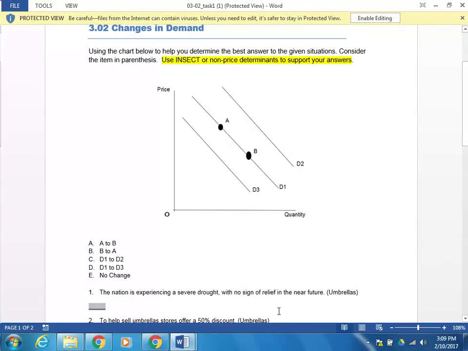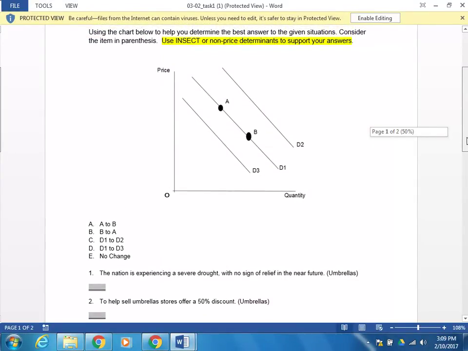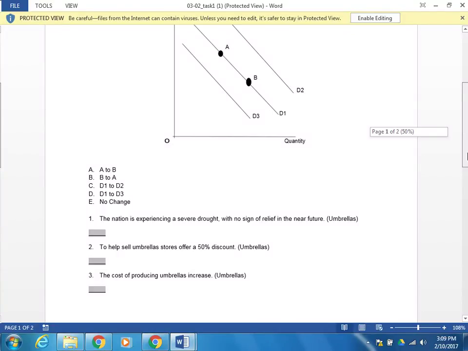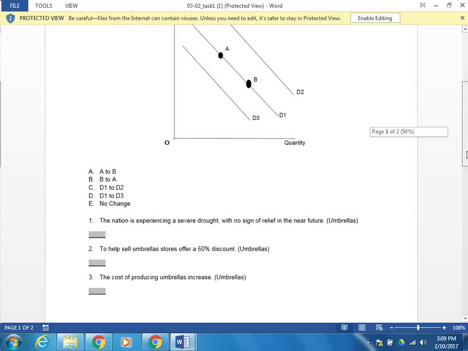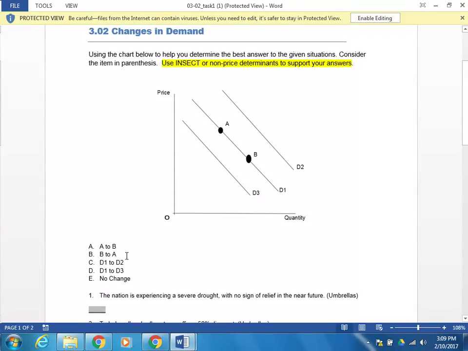I'm just going to be honest with you. That letter E, there's only one of these where it's no change, and I may actually do that one for you. So I'm going to do the first three with you. A and B are just a change in price: price decreases from A to B, or it increases from B to A. C and D have to do with the demand: demand increases, demand decreases. And E, there's no change.